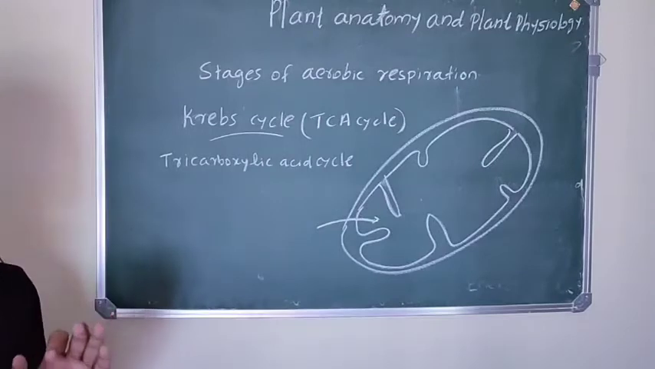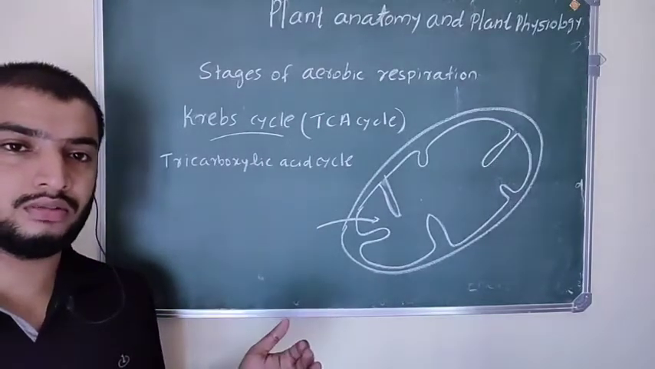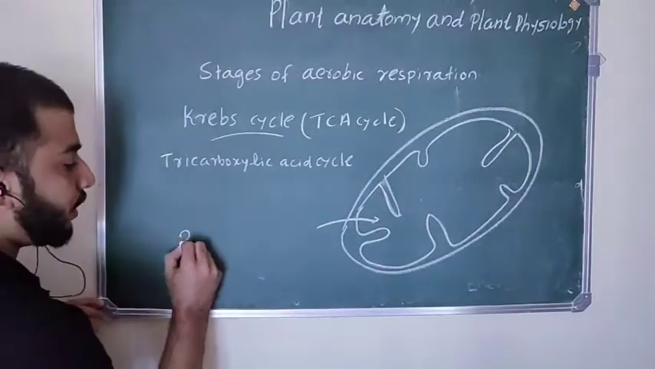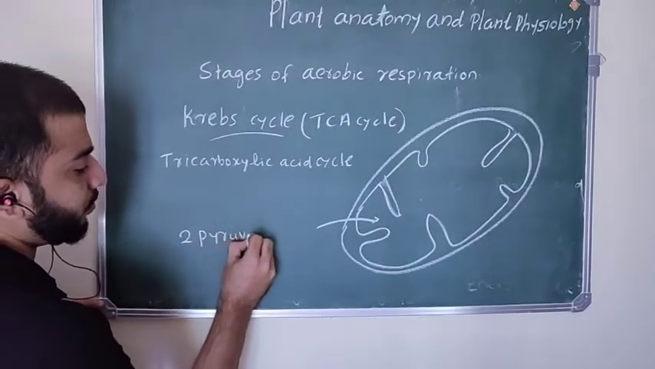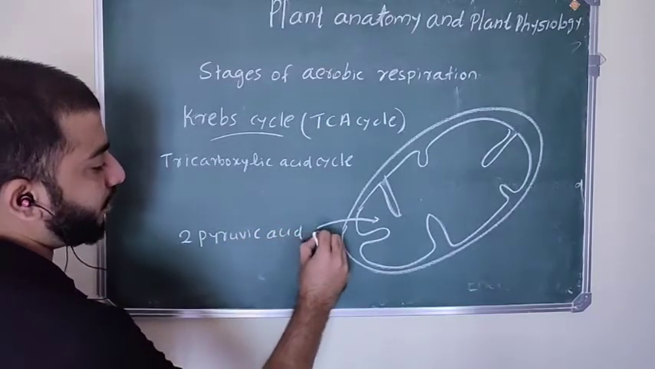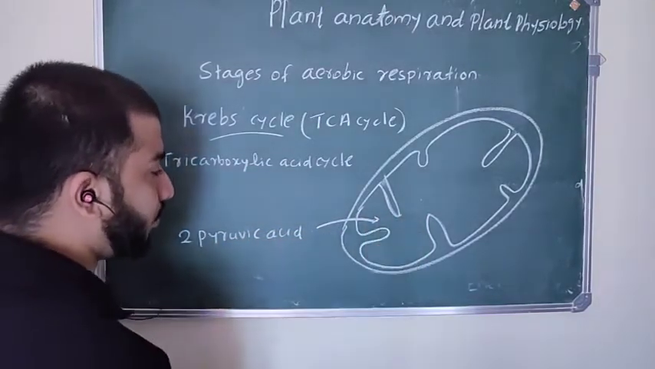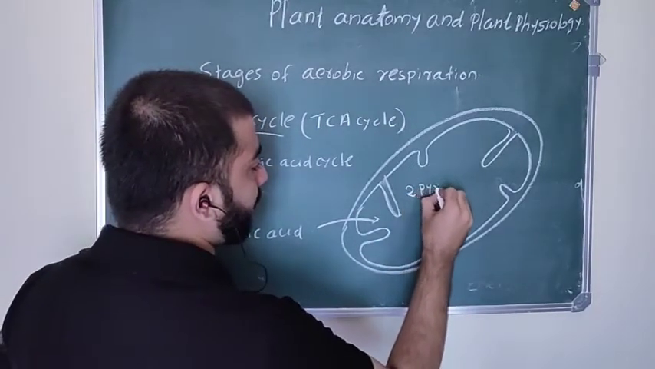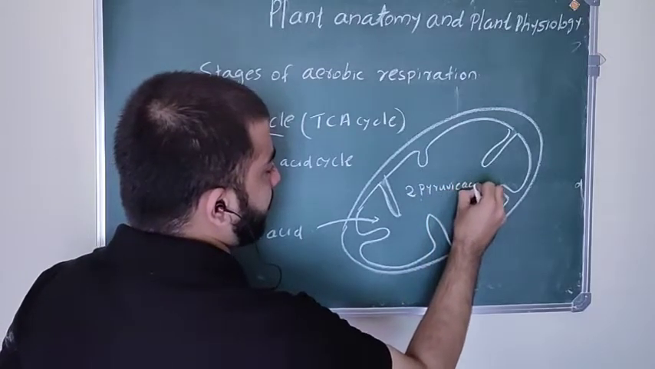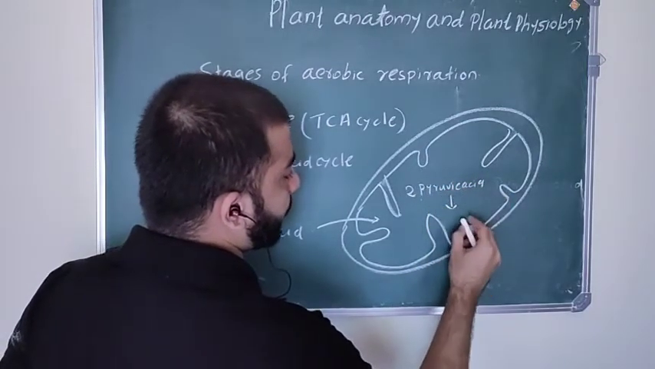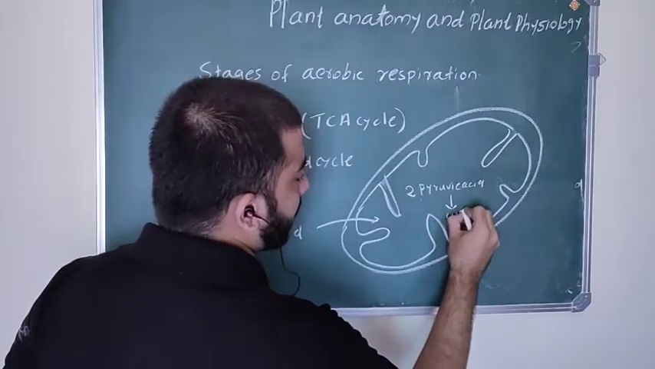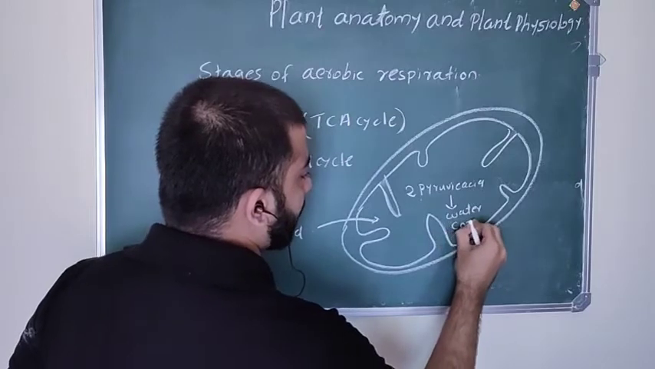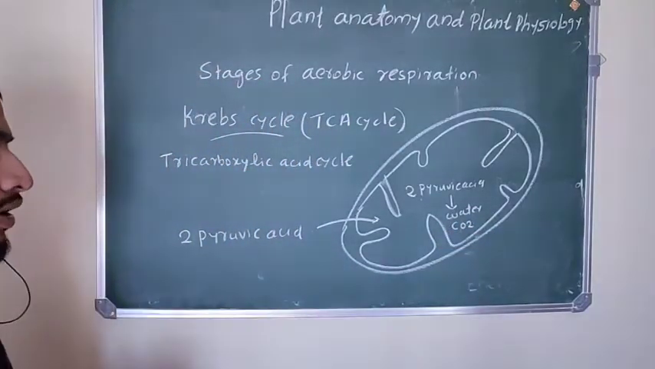You know what the products of glycolysis are? What happened during glycolysis? One glucose molecule split into two molecules of pyruvic acid. These two molecules of pyruvic acid enter into the mitochondrial matrix. Inside the mitochondrial matrix, these two molecules of pyruvic acid oxidize, and they release water and carbon dioxide. That is called the Krebs cycle.